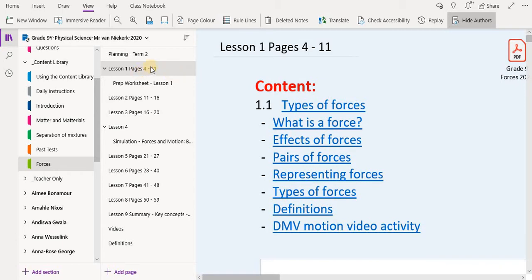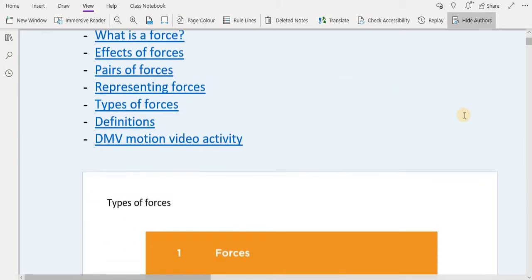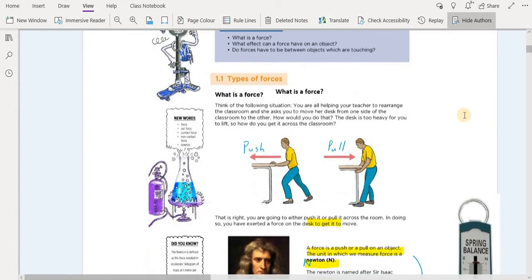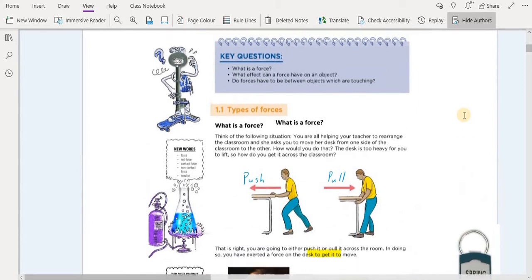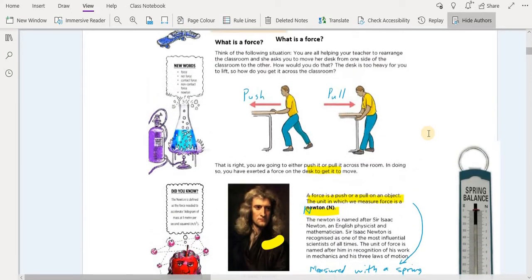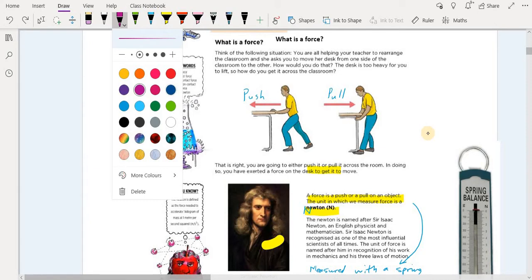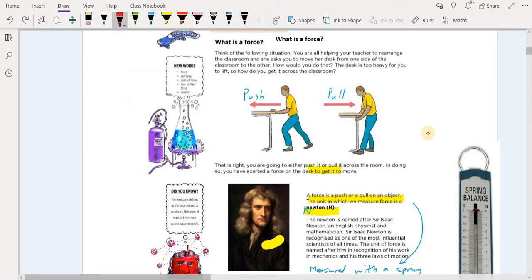So I'm going to jump to lesson 1, pages 4 to 11. I'm going to minimize everything else on the left-hand side, and this is what we're looking at. A couple of important things just to remind you of what we did last term. Obviously, first up, you must know what we mean by a force. That's the first major bit of information, and it's right there.